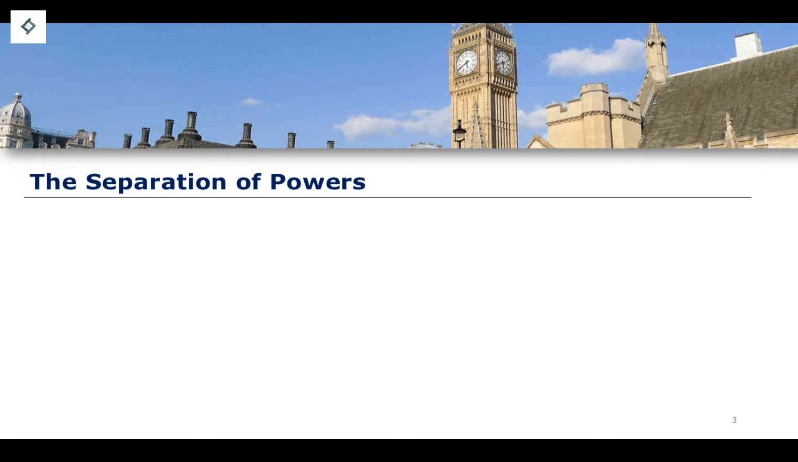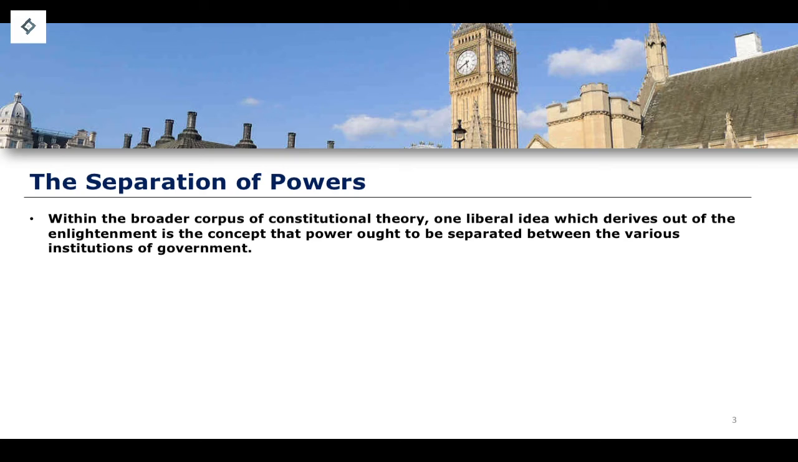So, the concept of the separation of powers is something that we will explore in more detail when we look at the principles of the UK Constitution. But within the broader corpus of constitutional theory, this is a very liberal idea which derives out of the Enlightenment and a number of different Enlightenment thinkers. It's the idea that power should be separated between the various different institutions of government.